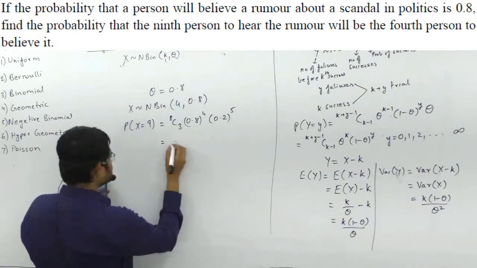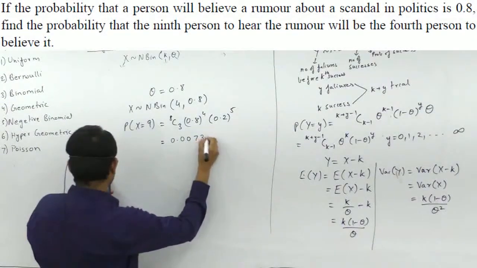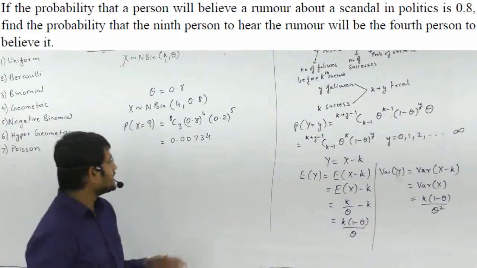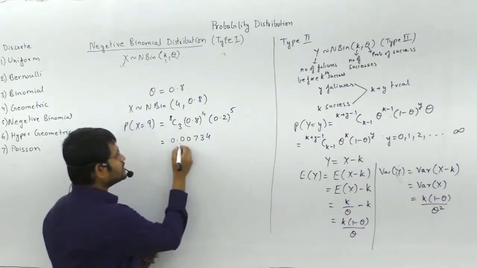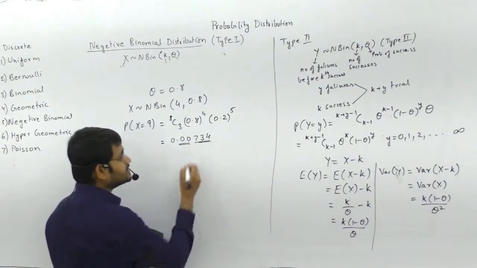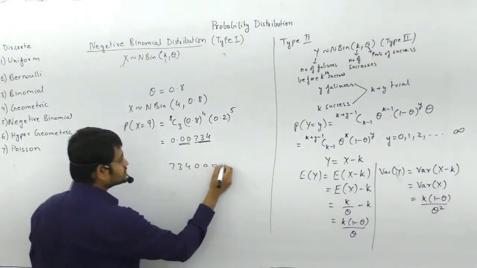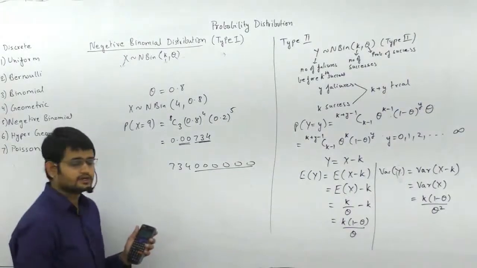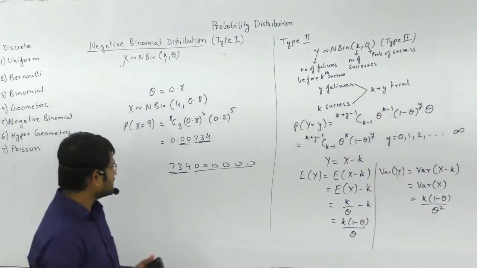So that is nothing but 0.00734. Good enough. We need our answer to at least 3 significant figures. That means if you are counting after the decimal point, the leading zeros will not count. So you need at least 3 significant figures. And if you write it as 734000000, the zeros before the decimal point will not count either, so the significant figures will be these. So at least 3 significant figures.